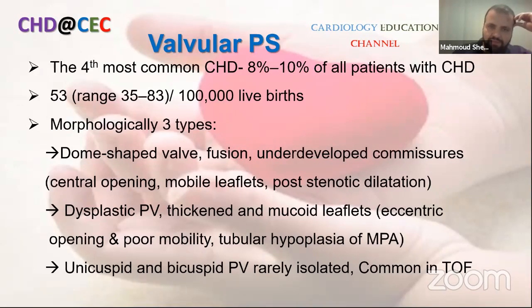The second type is the dysplastic pulmonary valve. We have here thickened and myxoid leaflets. Usually we have an eccentric opening and poor mobility of the leaflets. This type is usually associated with tubular hypoplasia of the main pulmonary artery, and accounts for around 10% of the cases of pulmonary valve stenosis. The third type, which is rare in isolated valvular pulmonary stenosis, is a unicuspid or bicuspid pulmonary valve, although this is very common in cases of Fallot.